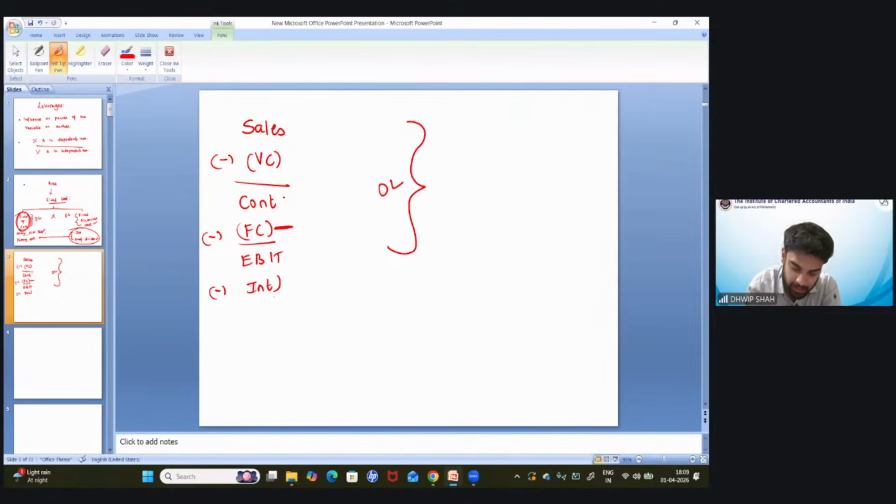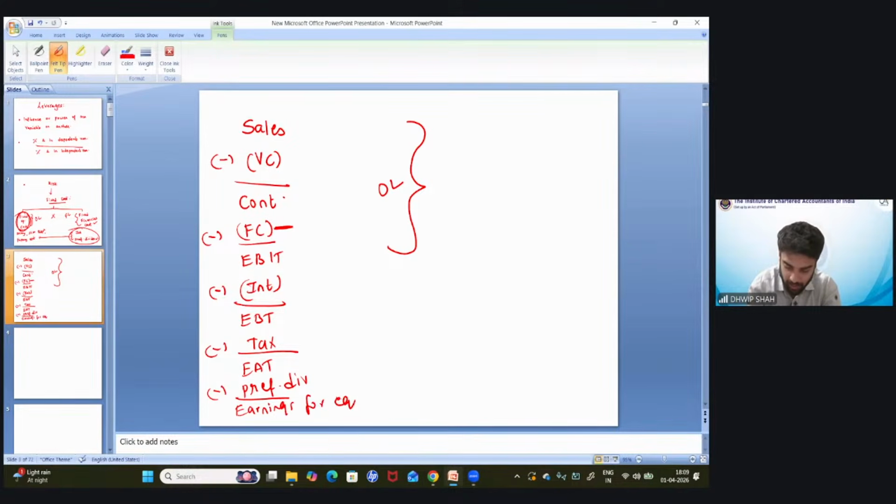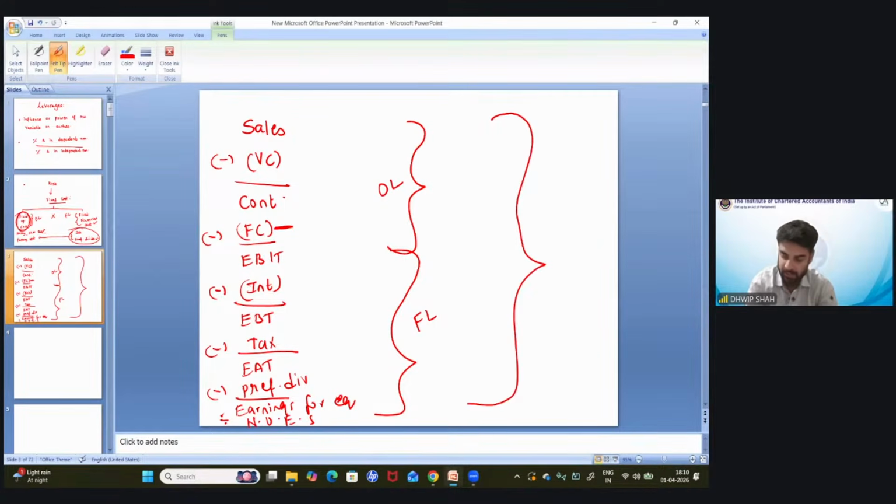सो EBIT के बाद हम इंटरेस्ट माइनस करते थे, EBT मिलता था, टैक्स माइनस करते थे, EAT मिलता था, EAT में से वी सबट्रैक्ट प्रेफरेंस डिविडेंड, वी गेट अर्निंग्स फॉर इक्विटी, and if we divide by number of equity shares, NOES, we get EPS. Correct? This was the whole format of income statement that we used frequently in leverage chapter. EBIT से start हुआ study, EPS पे खत्म हुआ study was all about financial leverage, and combined leverage was study starting from sales and ending at EPS.